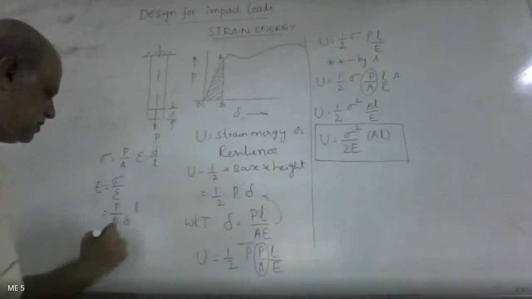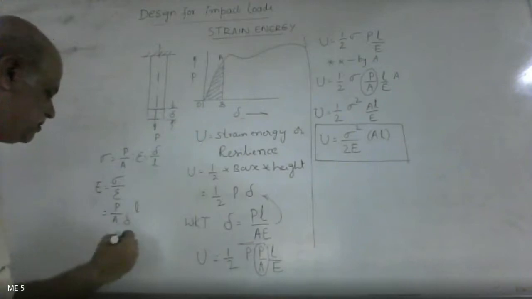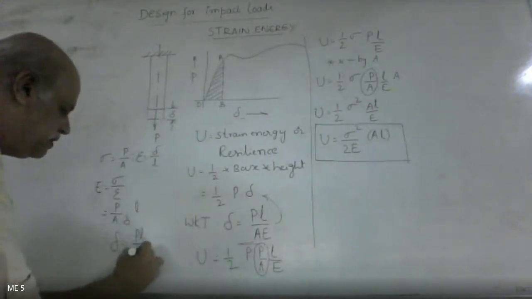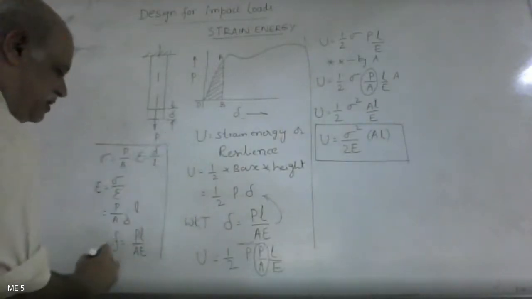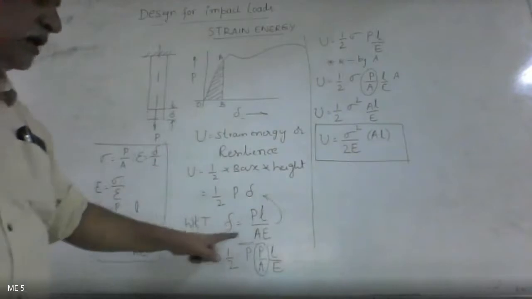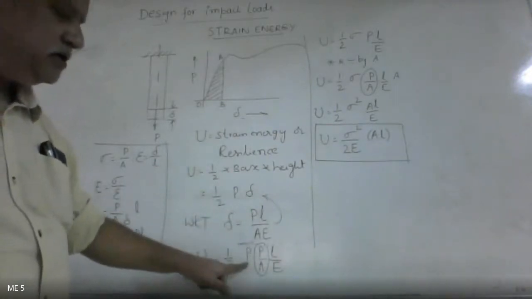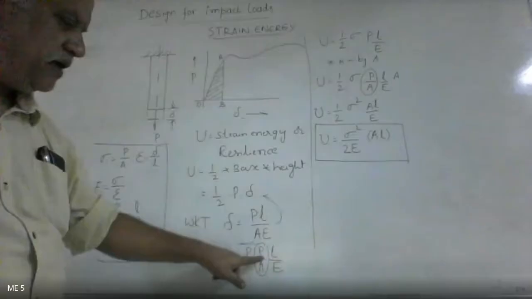So therefore, delta is equal to, cross multiply, what you are going to get is PL by AE. Okay, this is how you are going to get delta is equal to PL by AE. After that, I substitute PL by AE here, correct? There is one P, okay, Karishma. There is one more P. Yes, sir. P in P is there, P square.